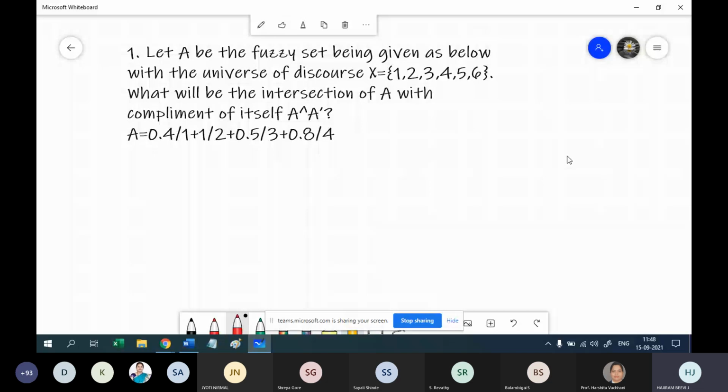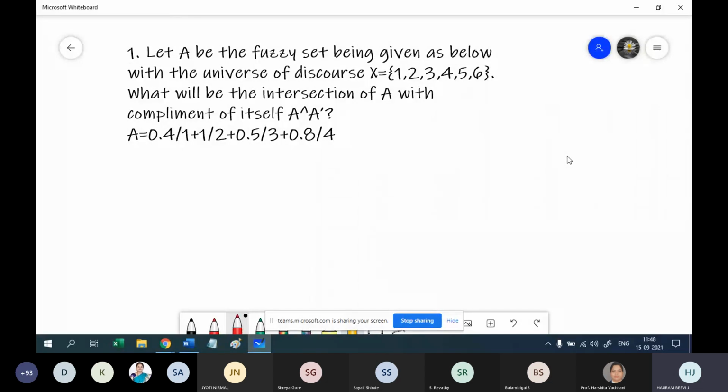So the question 1, let A be the fuzzy set being given as below with the universe of discourse x equal to 1, 2, 3, 4, 5, 6. What will be the intersection of A with complement of itself, A intersection A bar? Okay, so for that they are given the A value 0.4 by 1 plus 1 by 2, then 0.5 by 3, then 0.8 by 4. So these are the membership values.